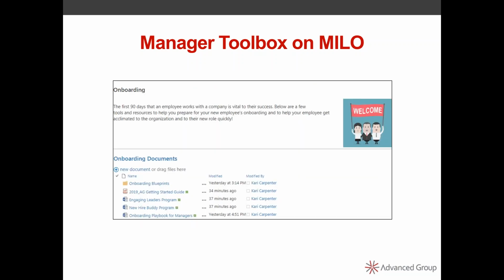There is a section in this toolbox titled Onboarding, and this onboarding section contains all of those documents. You'll see there's a folder at the very top underneath onboarding documents that lists onboarding blueprints. You'll go into that folder. It'll have one folder for individual contributors, one folder for leaders. You'll select which folder depending on the position, and then you'll find your specific function downloaded, and that's your blueprint to use. It's really simple. And as you can see, the rest of the documents are all saved under that onboarding document section, under this manager toolbox on Milo.